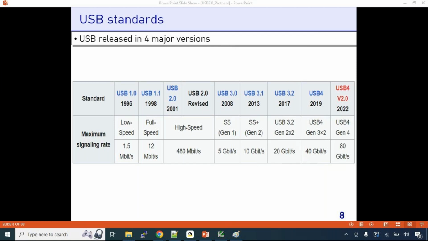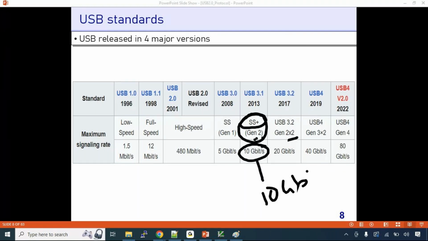Now, super speed plus, let's take this one. What do you think is the speed used here? When they don't give any cross 2, it is cross 1 only. If they don't say any cross, it is cross 1. So what do you think is the speed supported in super speed plus? 10 gigabits, right? Because whatever speed you are getting is coming from one lane only. It is 10 gigabits per second.